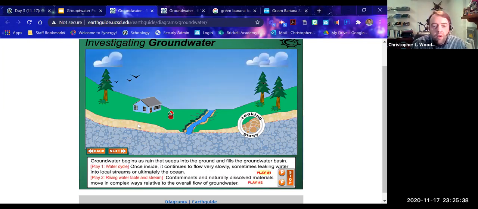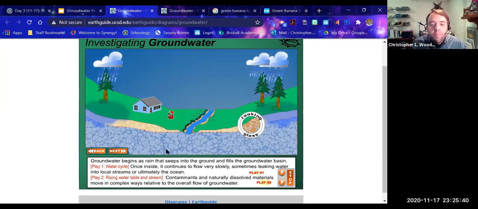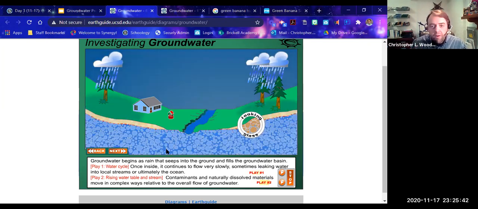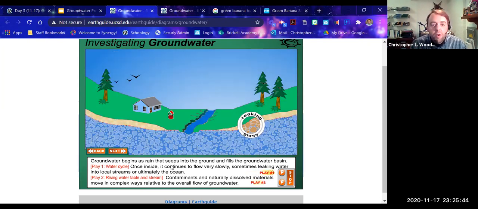So groundwater begins as rain, it seeps into the ground, flowing through the zone of aeration into the zone of saturation. Once inside, it continues to flow very slowly, sometimes leaking water into local streams or even directly into the ocean. Of course, contaminants and naturally dissolved materials can move into those systems.